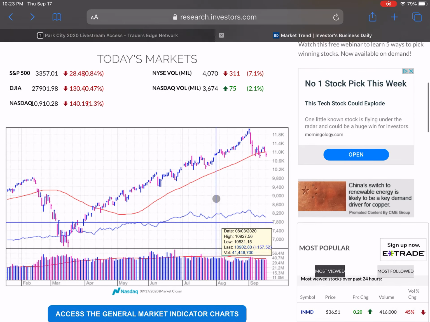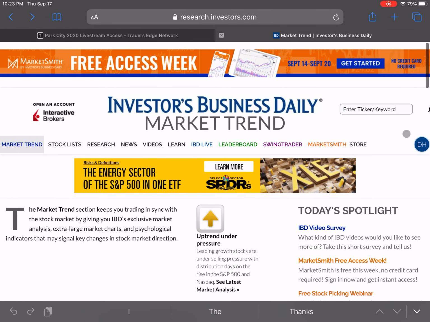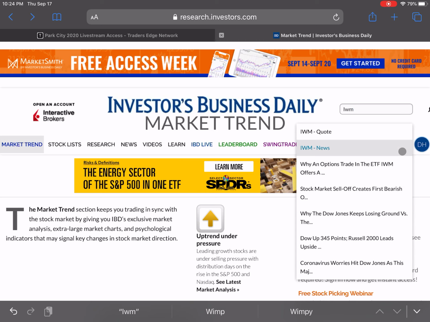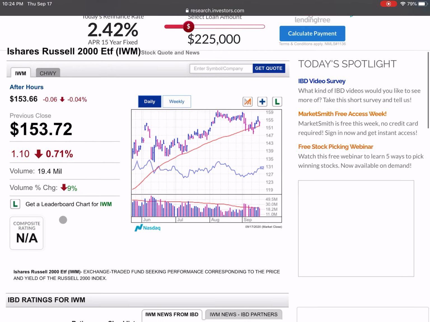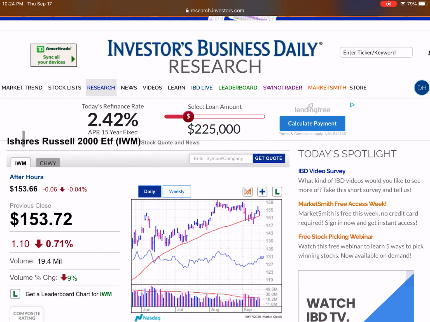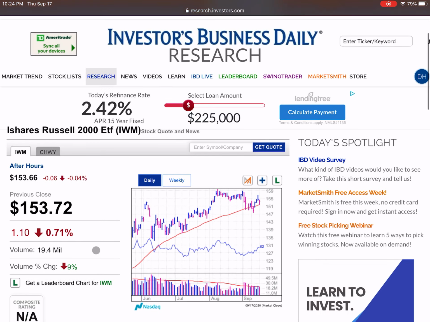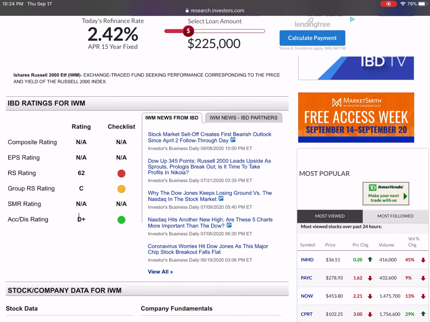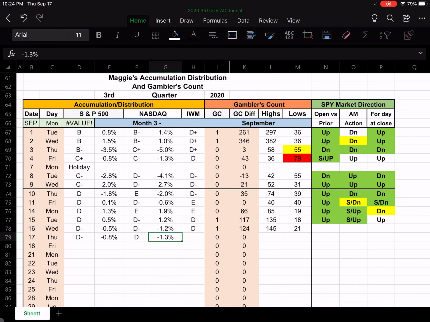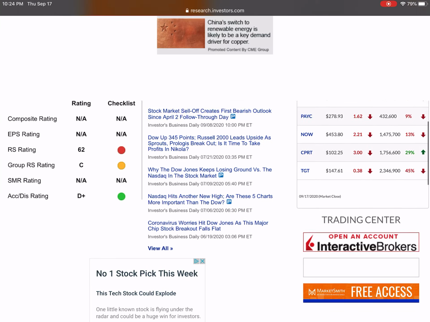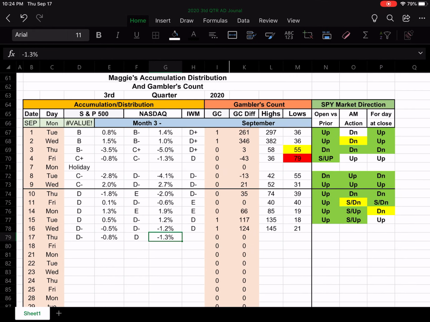I'm going to go ahead and click the back arrow. Come back here to the ticker keyword. Type in IWM. Click on return or enter. And I'm going to scroll down here. So you're going to make sure it says iShares Russell 2000 ETF. And then you're going to look for the grade here under ACC/DIS, accumulation distribution. And you're going to put that in. I literally didn't pay attention to what it is. So D plus.